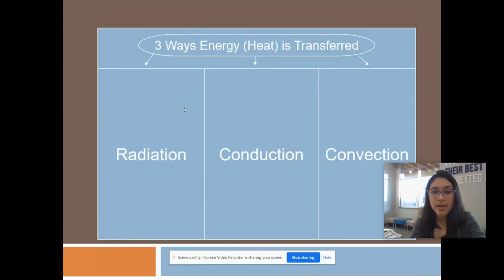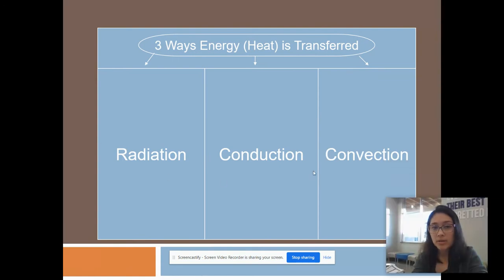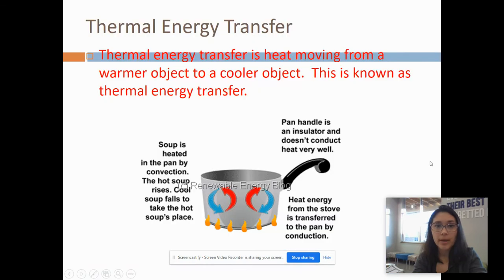So there's three ways that heat is transferred. Okay, and I just said them. Radiation, conduction, and convection. So we're going to talk about what each one of those things are. Okay, so first we got to know what thermal energy transfer is. So here's something in red you need to write. Thermal energy transfer is heat moving from a warmer object to a cooler object. This is known as thermal heat transfer.